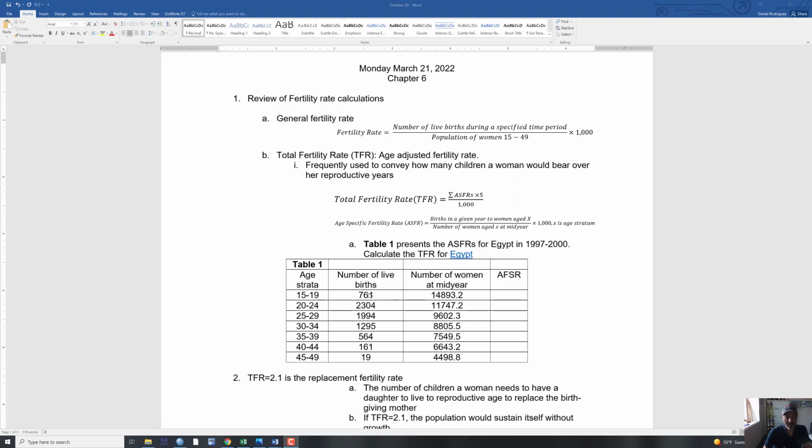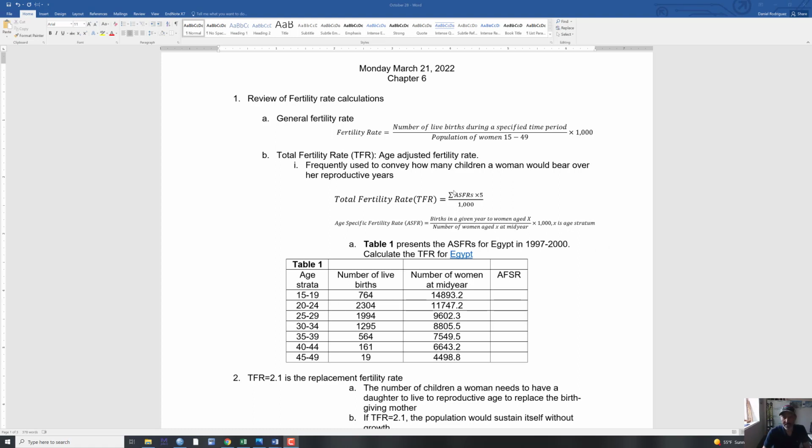So for instance, this is in Egypt from 1997 to 2000, you had 764 live births from a total of 14,893.2 women ages 15 to 19. Again, this has to be women of reproductive age. So that's where we get this age-specific fertility rate. So we divide 764 by 14,893.2, and then multiply that by 1,000 to get the age-specific fertility rate per 1,000.